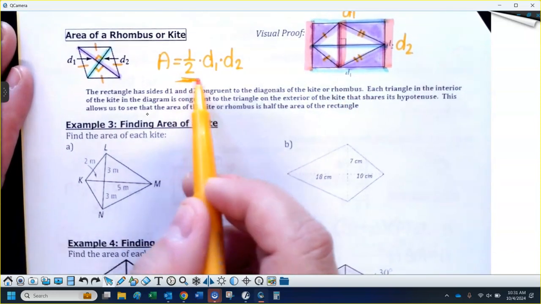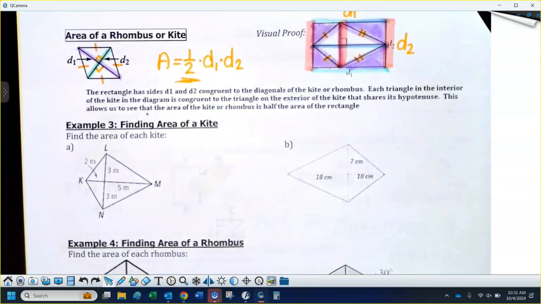That's where the 1/2 comes from in that formula. If I just did base times height for that rectangle, that would give me the whole rectangle. If I cut it in half, it just gives me the area of the kite. So that's where the 1/2 comes from. That's what this little blurb down here explains if you want to read through that. But you can encompass that kite in a rectangle, create that situation, and it's going to be 1/2 the 2 diagonals. That's really all you have to remember.